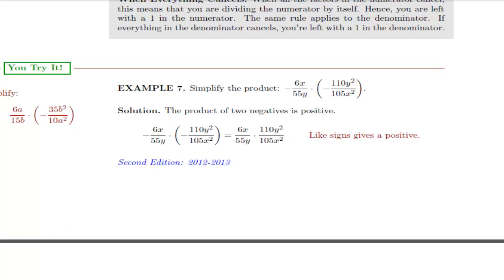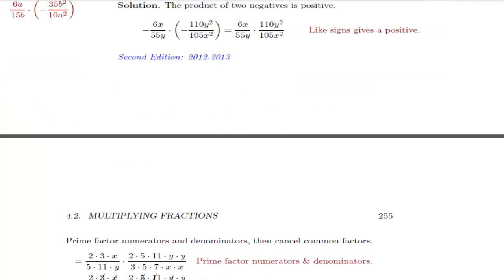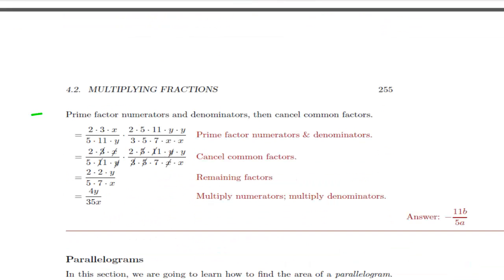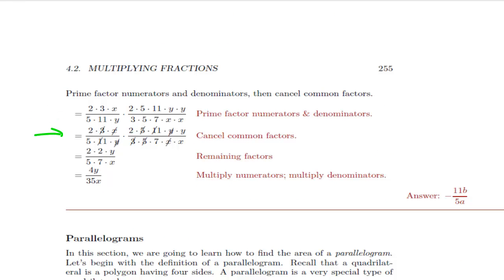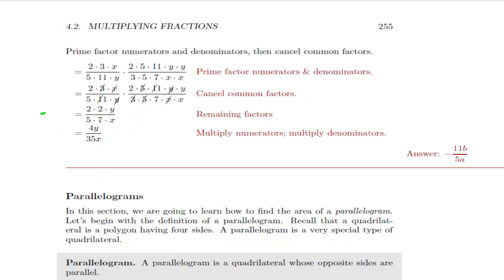Example 7. Simplify the product: negative 6x over 55y times negative 110y squared over 105x squared. Solution. The product of two negatives is a positive, so the result will be positive. Then we will find the prime factors of our numerators and denominators, then cancel those common factors, and then group the numerator factors and the denominator factors together to get 2 times y in the numerator and 5 times 7 times x in the denominator. Simplifying, we have 2 times y is 2y in the numerator, and 5 times 7 times x is 35x in the denominator.